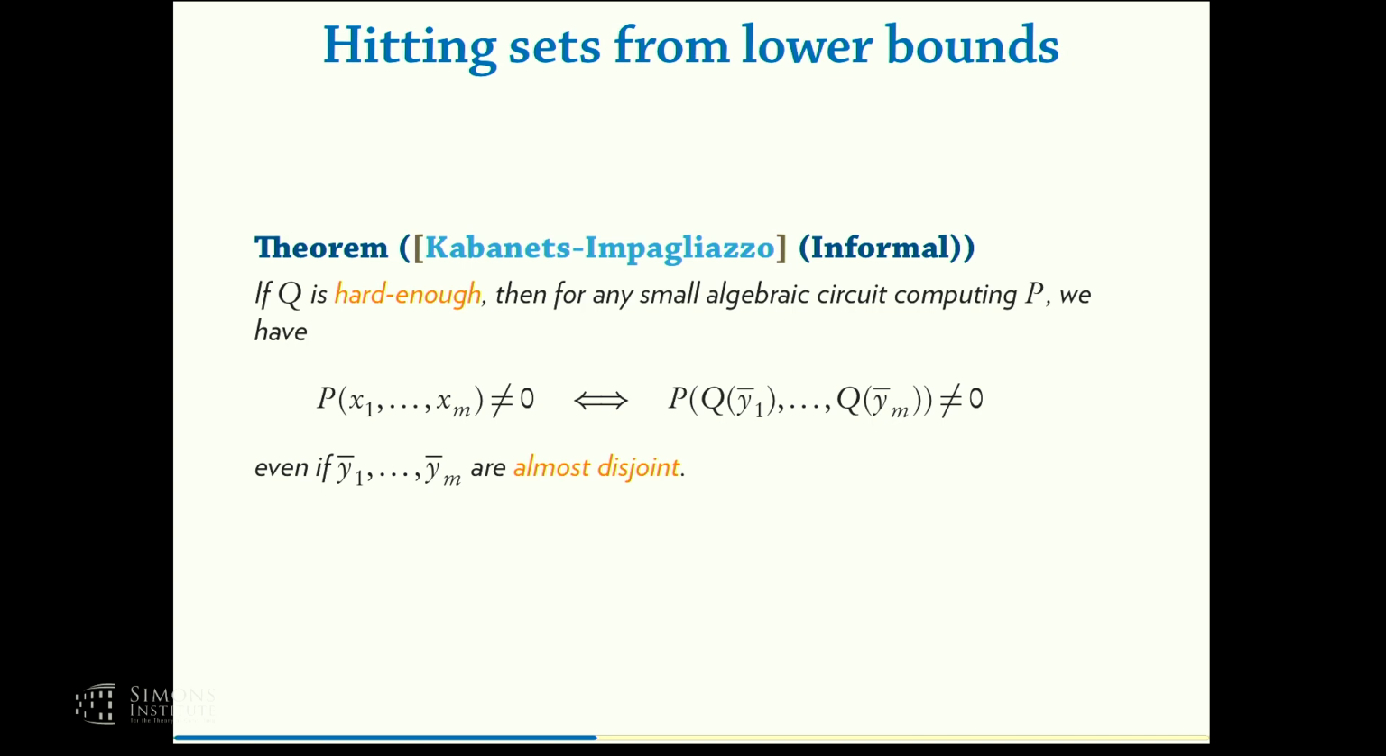This will take a bit more time, but this is going to be the informal statement, which is that suppose you knew that Q was hard enough, in the sense that it required large circuits to compute it or something. Then if I, in place of x1 through xm, substitute this Q, but not on disjoint variables, on almost disjoint variables, this will somehow preserve the non-zeroness of the polynomial. In the sense that it's hard for a small circuit to figure out that what is plugged in is some correlated versions of a hard polynomial. So this is like an algebraic analog of the Nisan and Wigderson hardness-randomness trade-offs in the Boolean world.